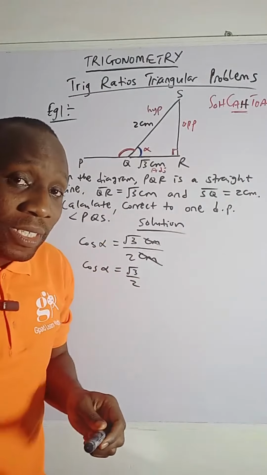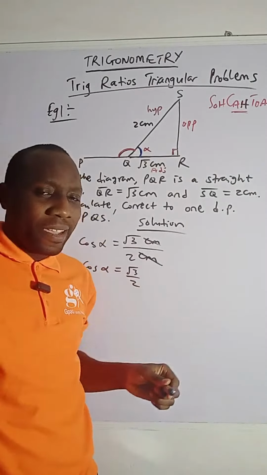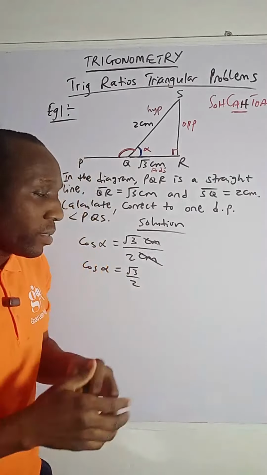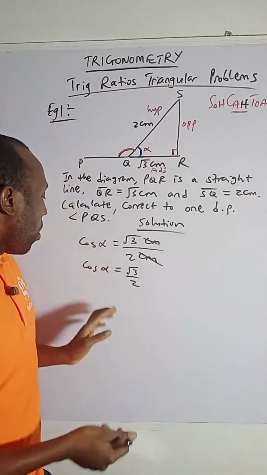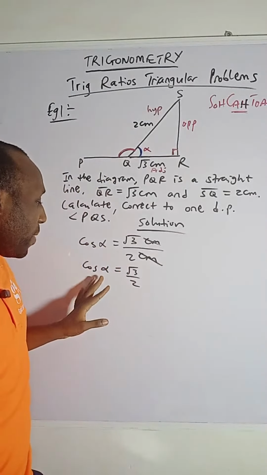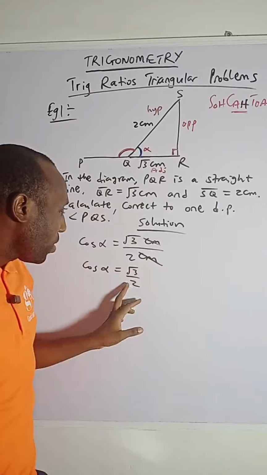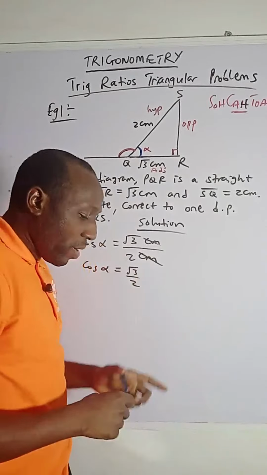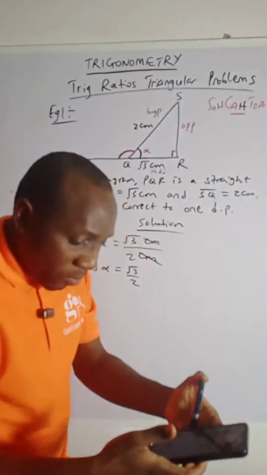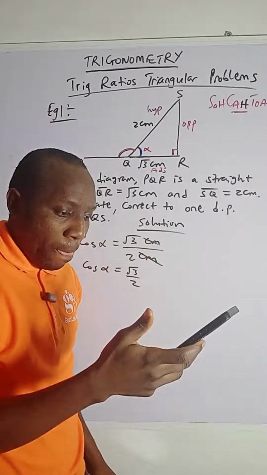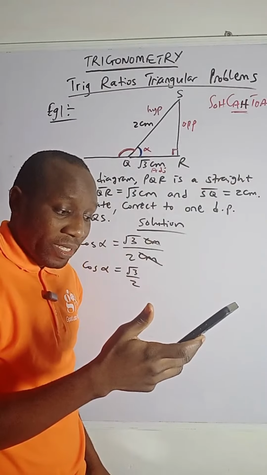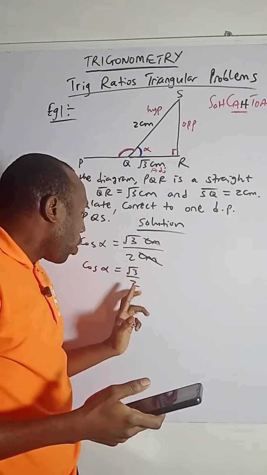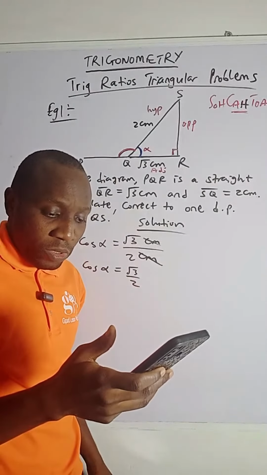For those of you who were present in my previous class, I think 4 or 5 lessons back on trigonometry, we talked about special angles. If you take the cos inverse of this, √3/2, cos of which angle will give you √3/2? Do you know it? Who knows that?